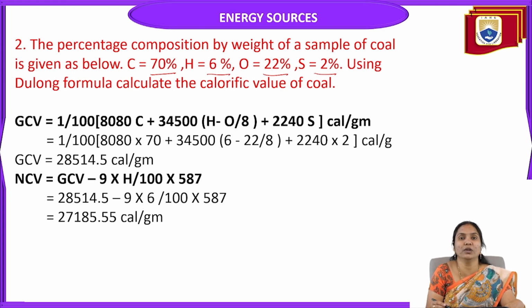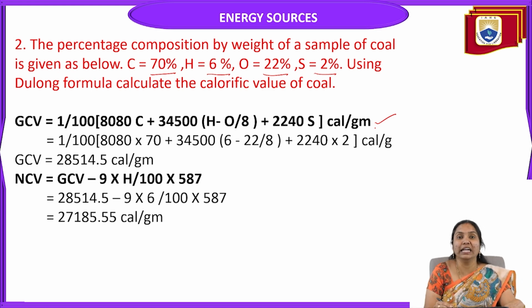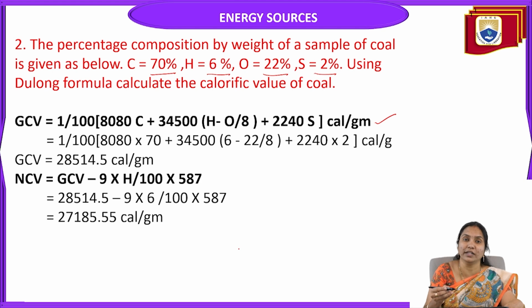We already know the Dulong's formula for the calculation of high calorific value and low calorific value. The gross calorific value, or high calorific value, equals 1 by 100 into 8080 carbon plus 34,500 H minus O by 8 plus 2240 sulfur, calories per gram. This is the formula used for the determination of the high calorific value of fuel. Now we substitute the percentages of carbon, hydrogen, oxygen and sulfur given in this problem into the formula.